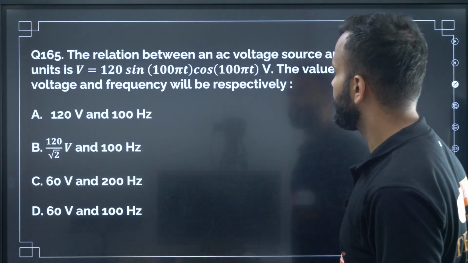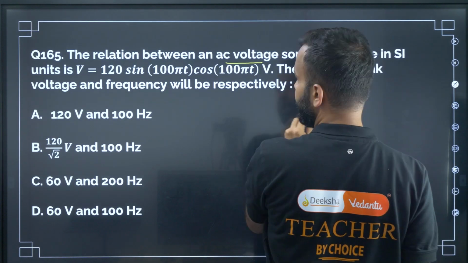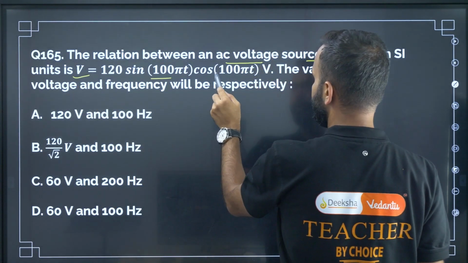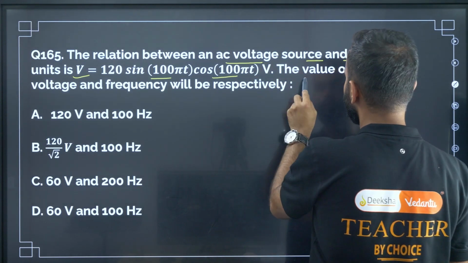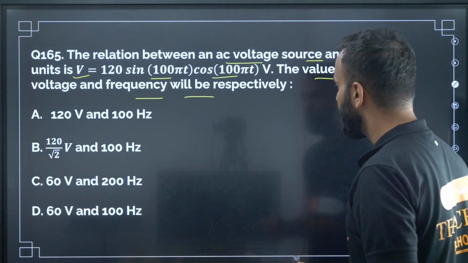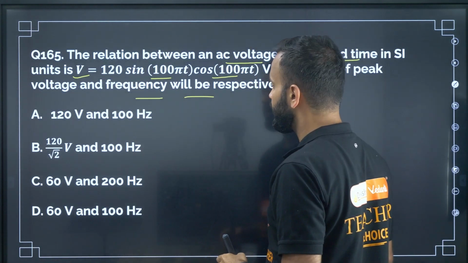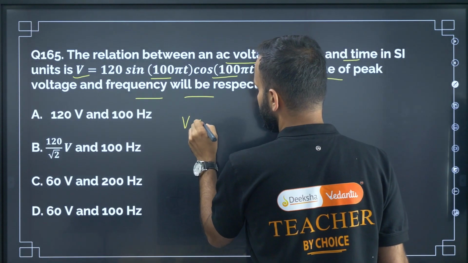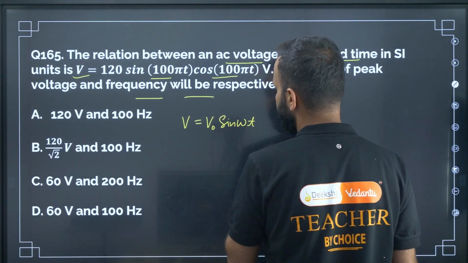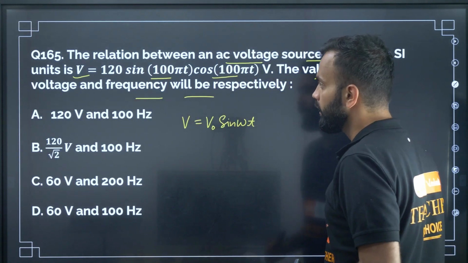Next question, question number 165. The relation between an AC voltage source and time in units is V equal to 120 sine of 100 pi t into cos of 100 pi t volt. The value of peak voltage and frequency will be respectively. Here this is the given voltage equation. So what is the general equation? The general equation is V equal to V naught into sine of omega t. So we need to write the given equation in the form of this equation.